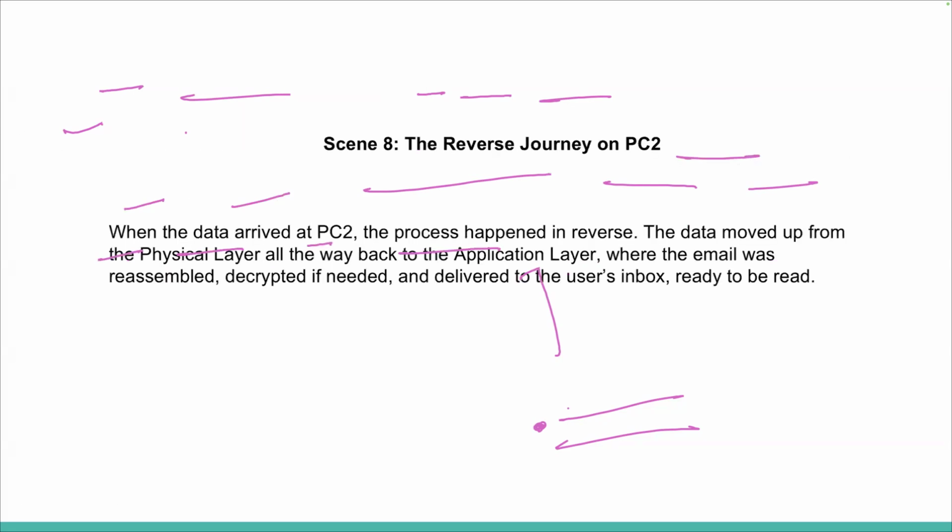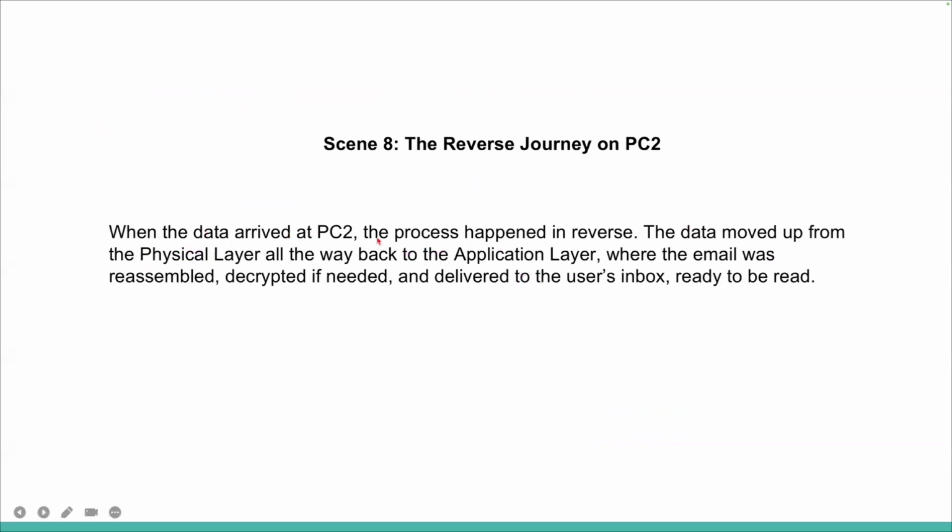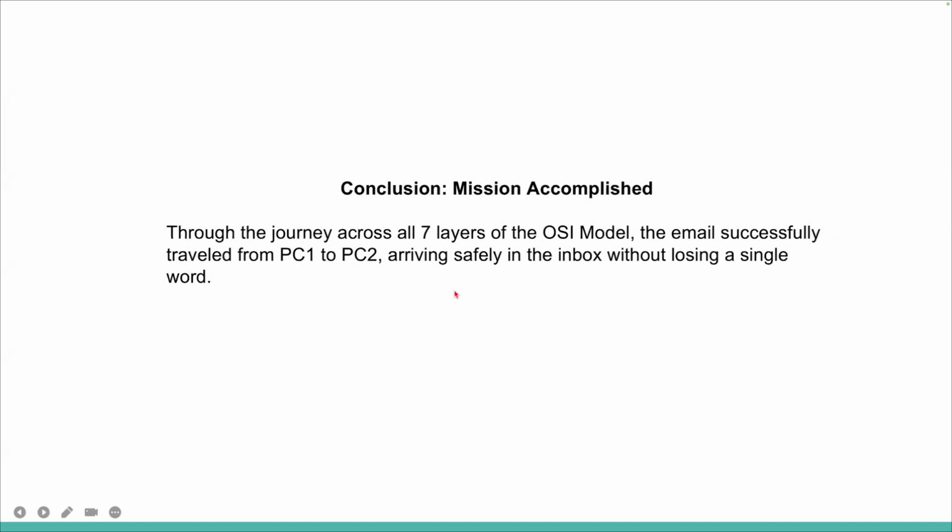Now after reaching PC2, the steps will be reversed. The reverse journey of PC2 happens now. When the data arrived at PC2, the process happened in reverse. Data moved up from the physical layer all the way to the application layer. It will unlock each and every piece of information which you packed, like IP address packing, MAC address. It will open everything. It will reach all the way to the application, and you will be able to see the email. I have encrypted it here, so the decryption will happen. So Gmail will have both the transportation method and the decryption, because you are sending, he should receive, again following the reverse steps, right? Reverse steps. So the conclusion is that the mission is completed now.